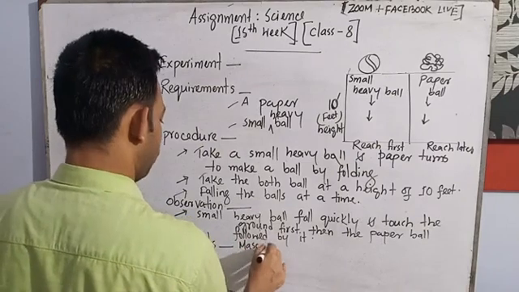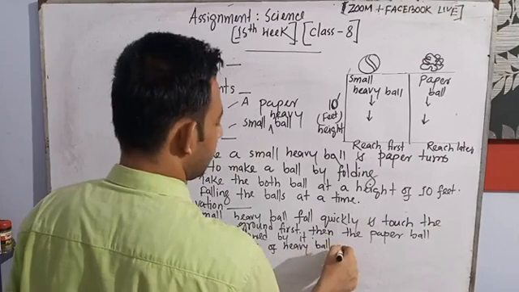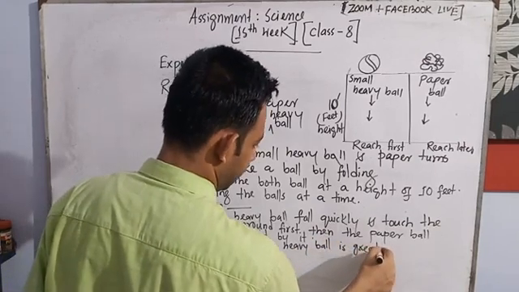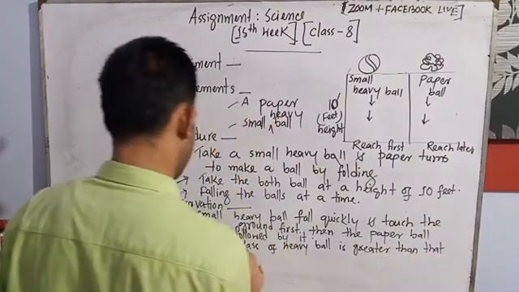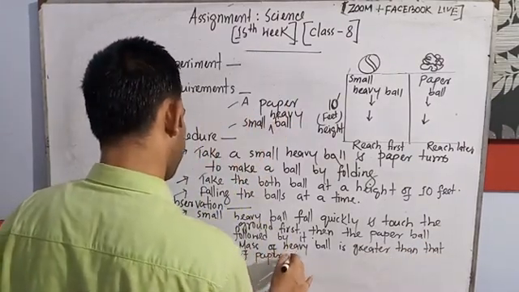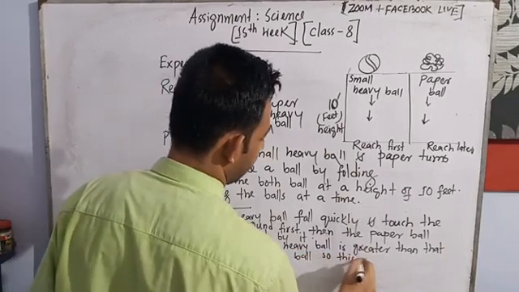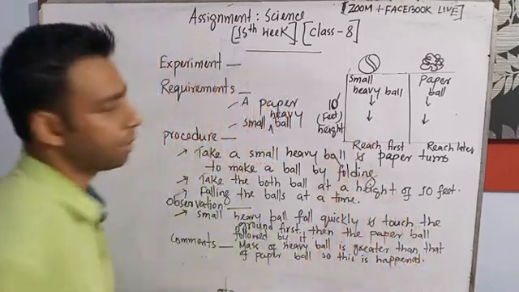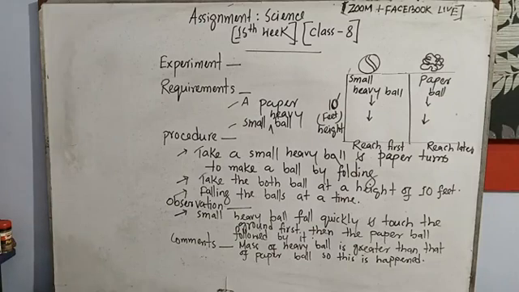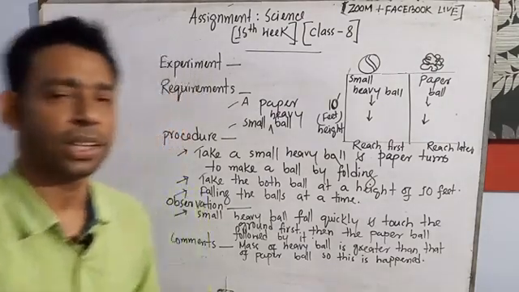Mass of heavy ball is greater than that of paper ball. So this is happened. Complete the experiment. First one is done and gone. Our understanding is easy that way. Experiment done. Okay, experiment done.